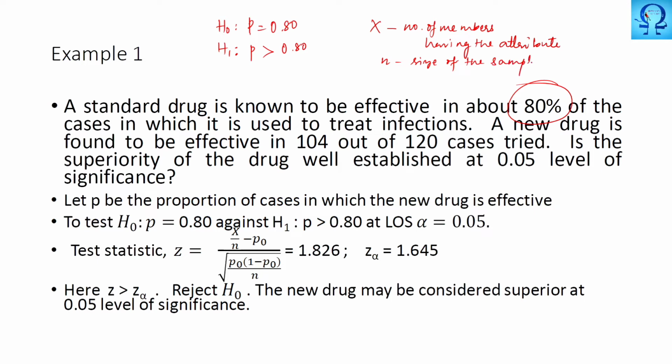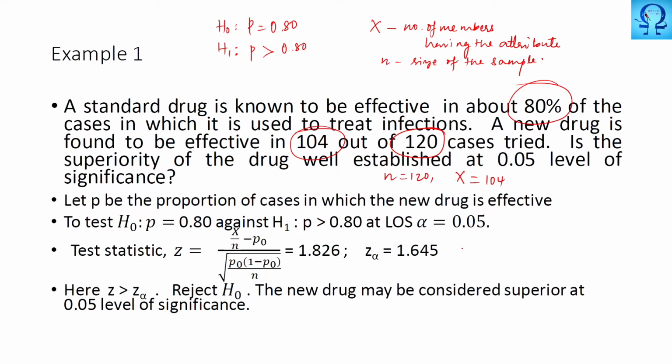So in this question, we have tested it for 120 cases. So n is 120 and x is 104, the number of people for whom the drug was effective. So we divide the group into two categories: the drug is effective for these people and the drug is not effective for the people. So x is 104. We just substitute these values into it.